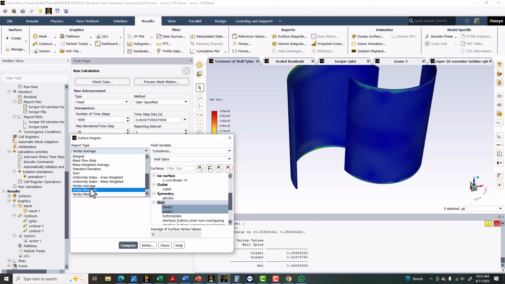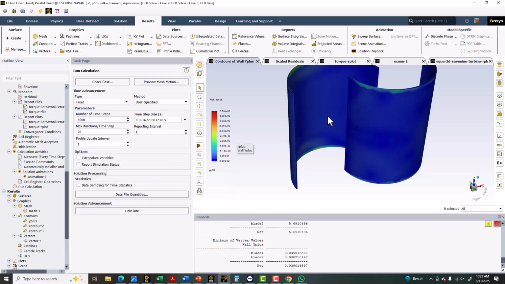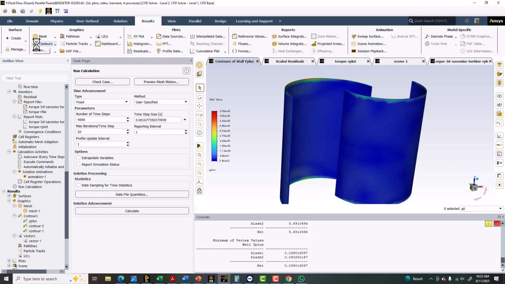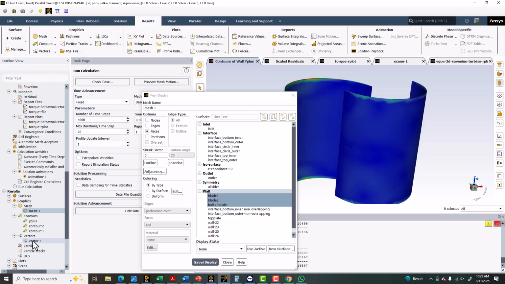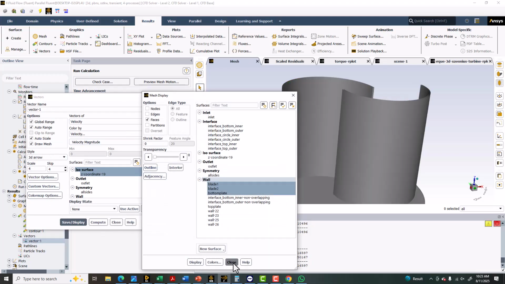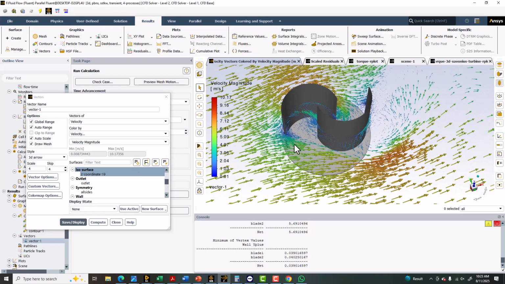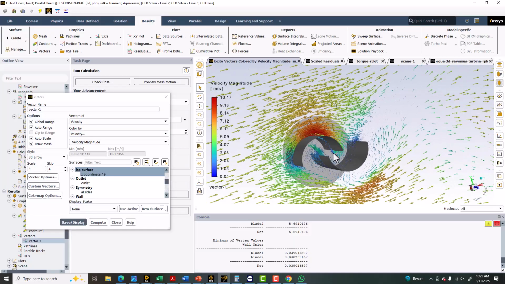That is even within the range, 5.69. And the minimum value is 0.039. Those are very good values actually, okay? And if you take a look at the vector plots, you can see how the flow is interacting with the wind turbine.